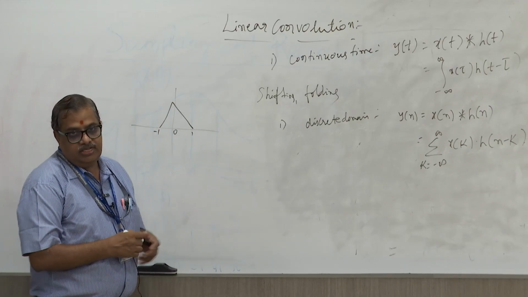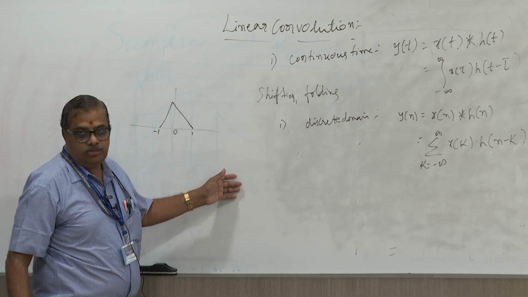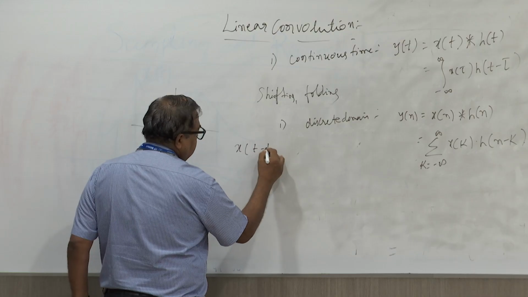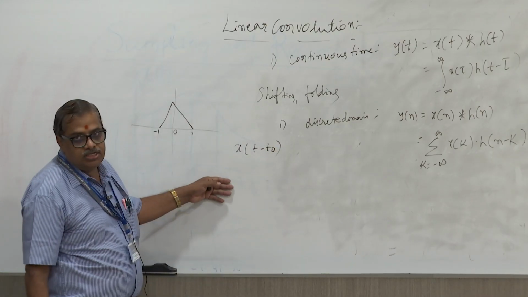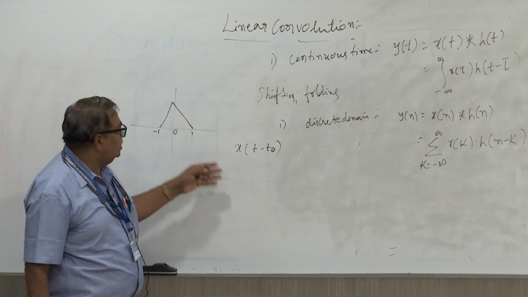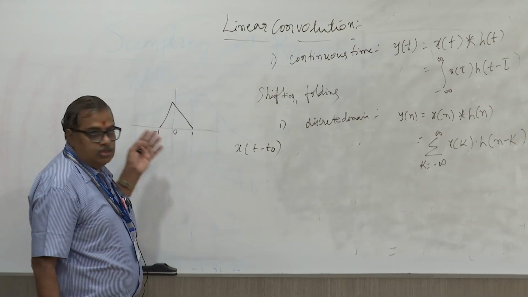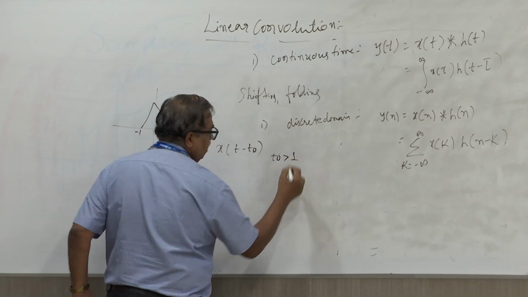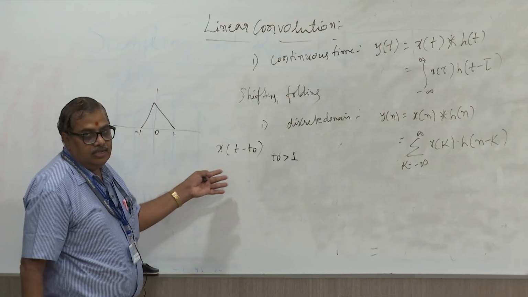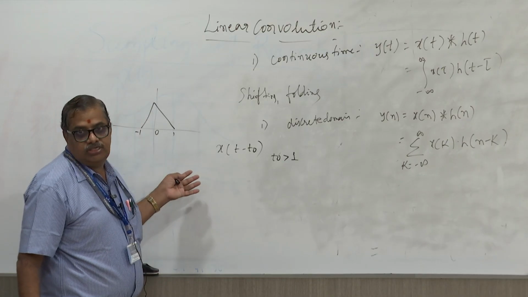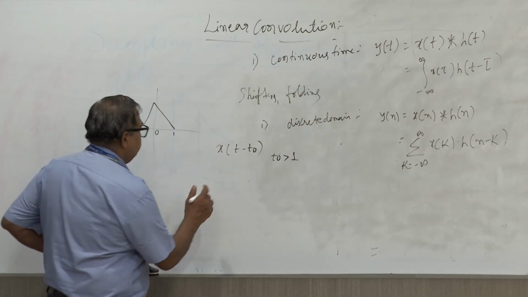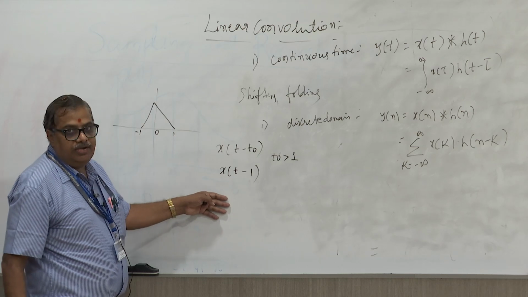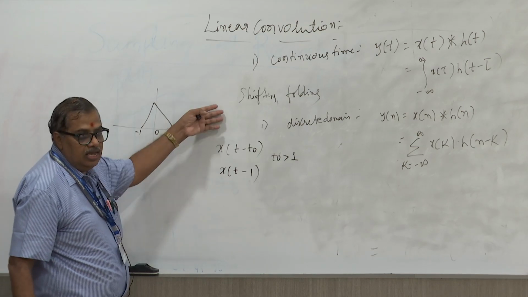I want to shift this signal. Shifting is a basic process. Let us take x of t minus t naught. We can do shifting either to the right side or the left side. If t naught is greater than 1, we have to shift the signal to the right side. If it is less than 1, we shift the signal to the left side. Suppose I take x of t minus 1, so we are shifting the signal to the right hand side.